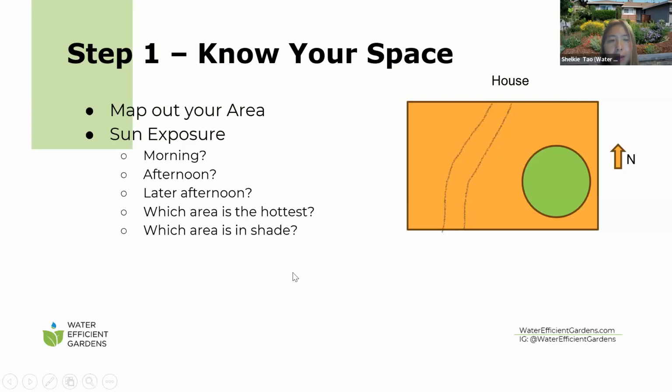And then the second thing, you try to find out what the sun exposure is in the yard. Is it full sun all day? Is it half sun, half shade? Which area is the hottest and which area is in shade? For such a yard, this area will be hot all day, but this area will be in shade in the afternoon, so it is not as hot. These are the basic information we can use when we try to pick plants.